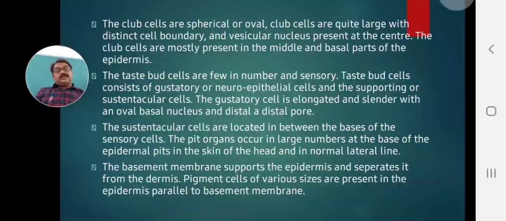Again, in the pigment cells, a number of cell types are present. Some are xanthophores, some are erythrophores, some are melanophores, and all of these play a role in the coloration of the body. That's why these pigment cells are important.